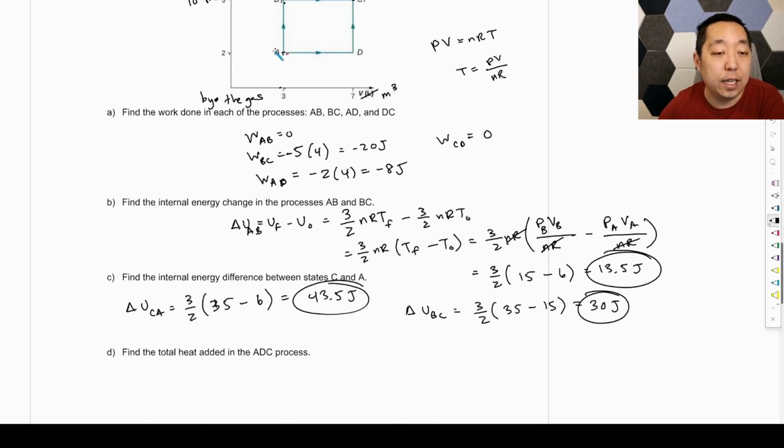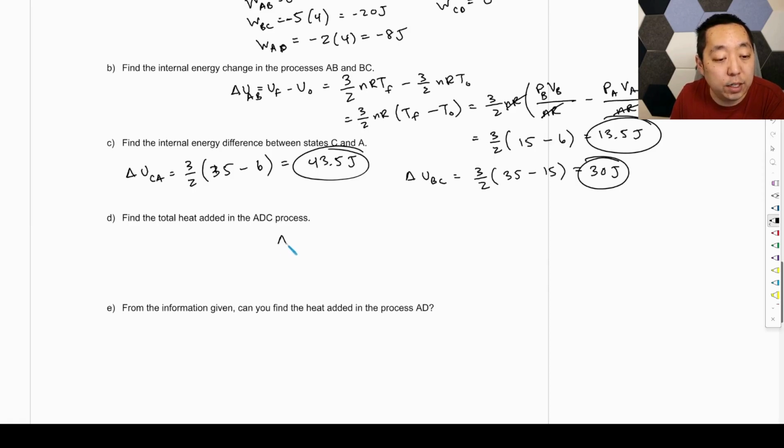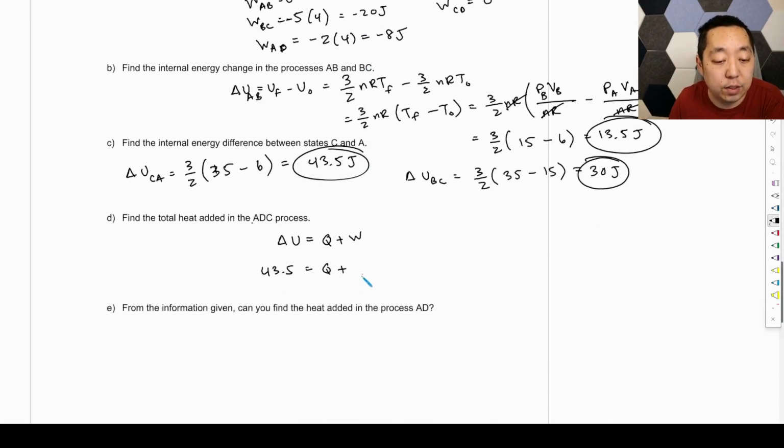Find the total heat added in the ADC process. So not technically this process, but the ADC. But again, that part doesn't really matter because we know the change in internal energy now. It's Q plus W. So the change in internal energy between A and C is going to be 43.5 joules. Is Q plus how much work? Going from A to C was just how much work it was going from A to D, because there's no work here. You're just going to add the work. A to D is -8. C to D is 0. So there's just going to be -8 here. So the Q is going to be 51.5 joules.